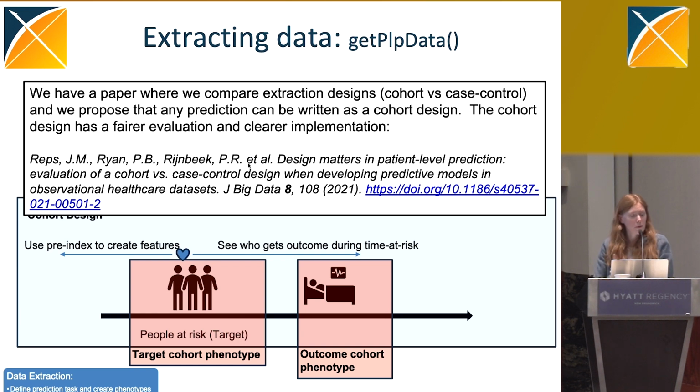We actually have a paper where we looked at this design versus a case control design, and if you're interested in reading more, you can go to this paper. In summary, the case control design pivots on whether you have the outcome or not, and it looks at the prediction index sometime prior to the outcome. But when you're applying a model, you don't know who's had the outcome or when they're going to get it. So when would that time period be? You don't know. With a case control, the index of when you apply a model isn't very clear. So we propose that you shouldn't use a case control. Pretty much every prediction task can be written as a cohort design, and it should be.